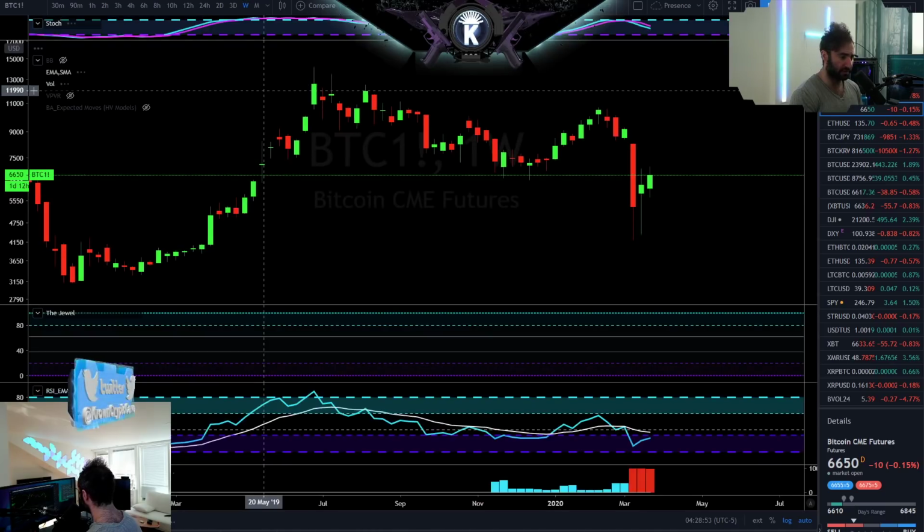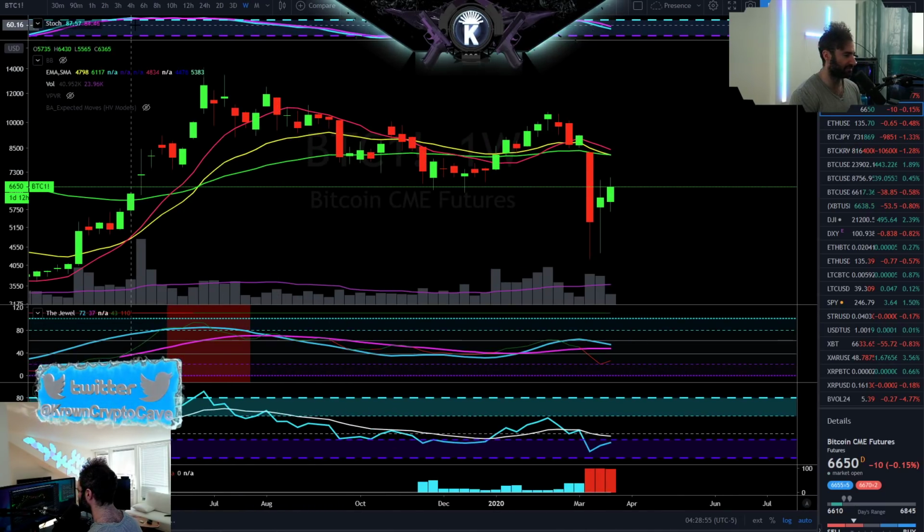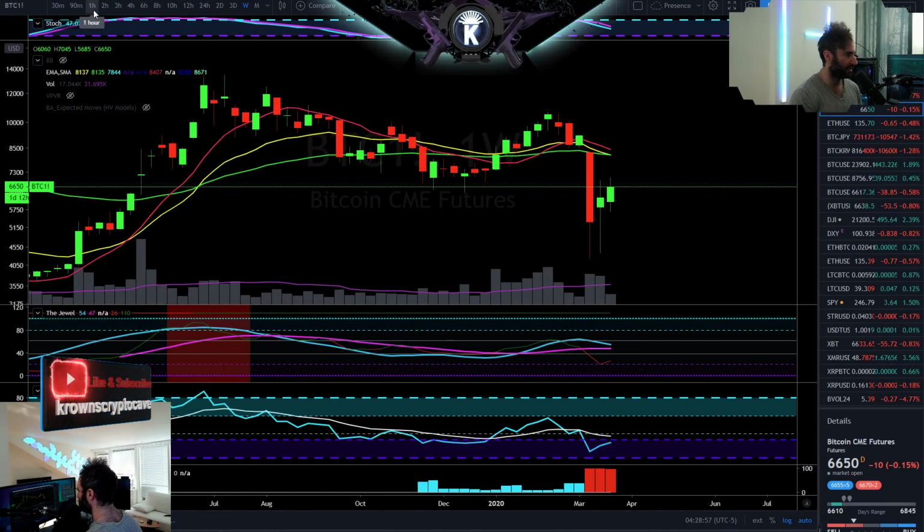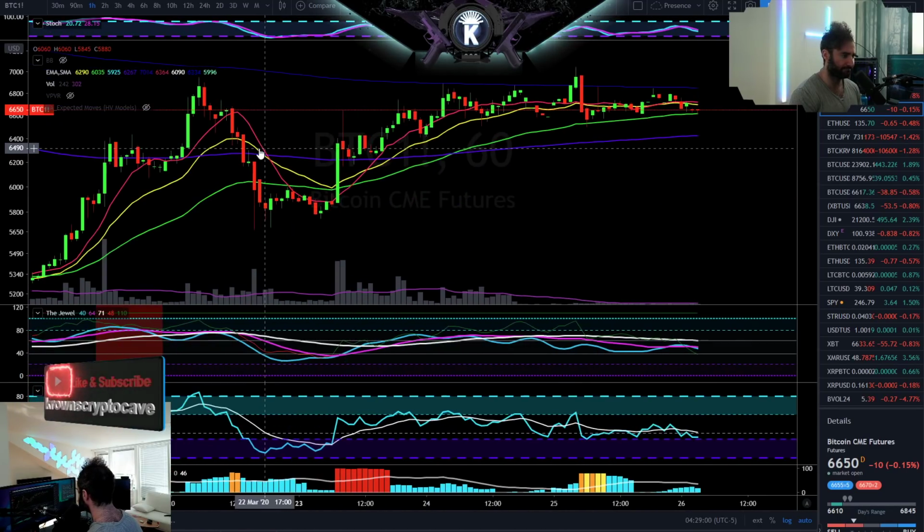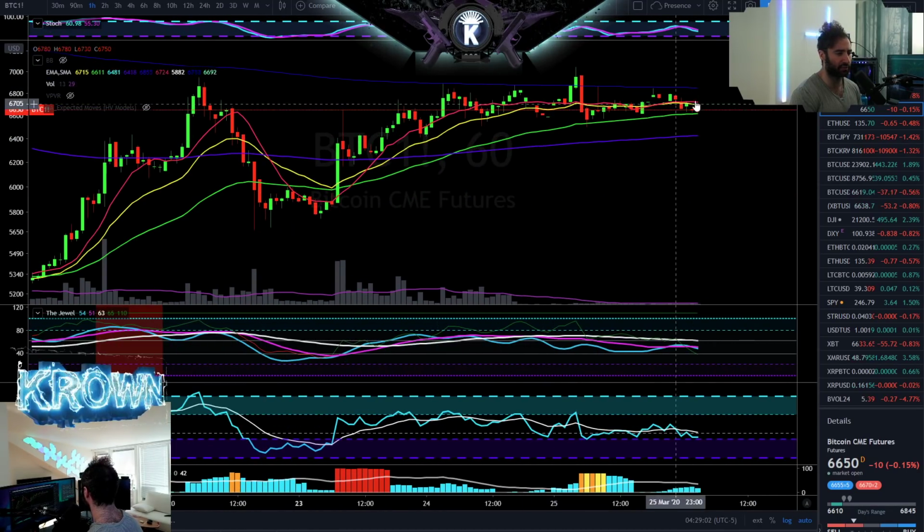What about the weekly? Is there anything obvious here? No, it doesn't really look like it. Maybe on an hourly as well. No, you can still make the argument that it's reaccumulating here as well.